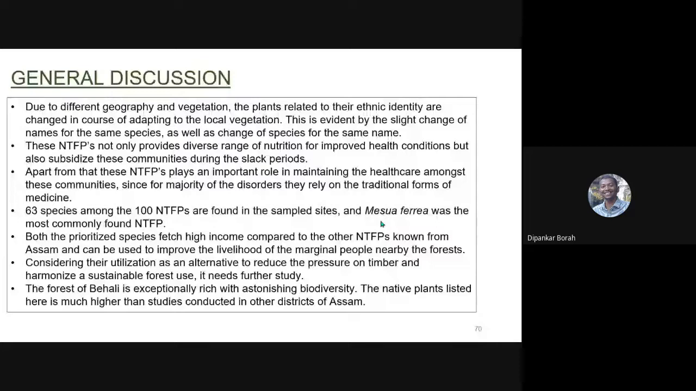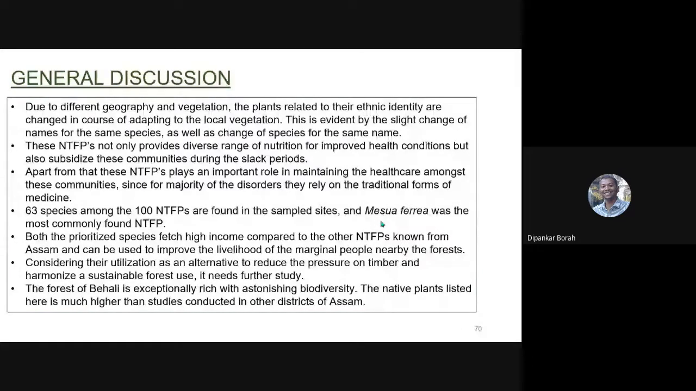Apart from that, NTFP plays an important role in maintaining the healthcare among these communities, since for the majority of the disorders they rely on the traditional forms of medicine. 63 species among 100 NTFPs are found in the sample sites, and Mezuaf area was the most commonly found NTFP. Both the prioritized species fetch high income compared to the other NTFPs known from Assam and can be used to improve the livelihood of the marginal people.